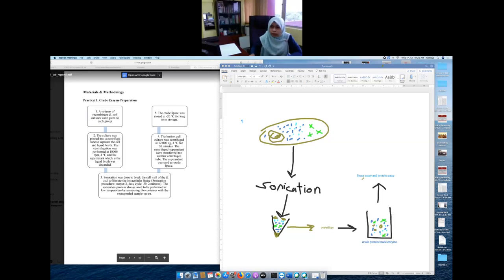Okay, the lipase assay will detect this. Okay, the protein assay will detect this, and also this. Okay, all the proteins. So we can see the difference. In the protein assay, we can detect all the proteins. In the lipase assay, we specifically detect the presence of our lipase activity.